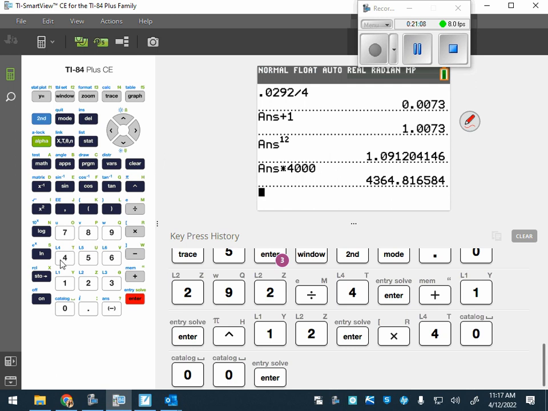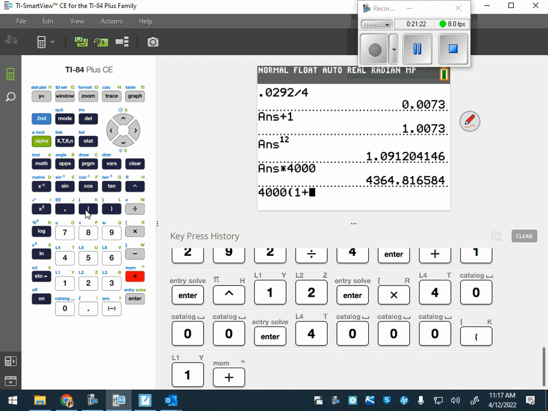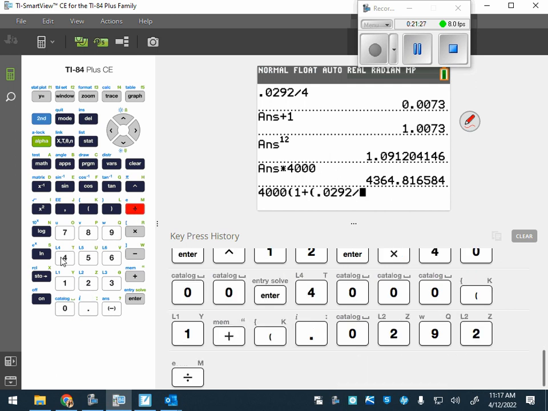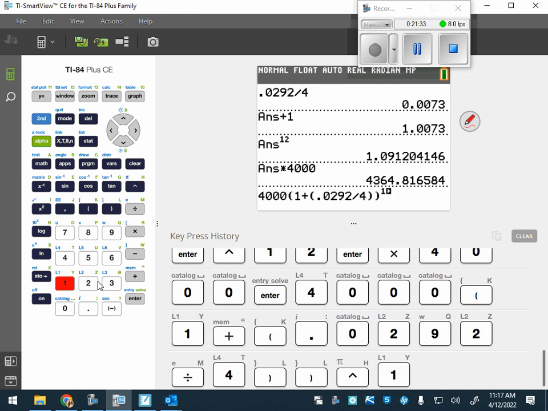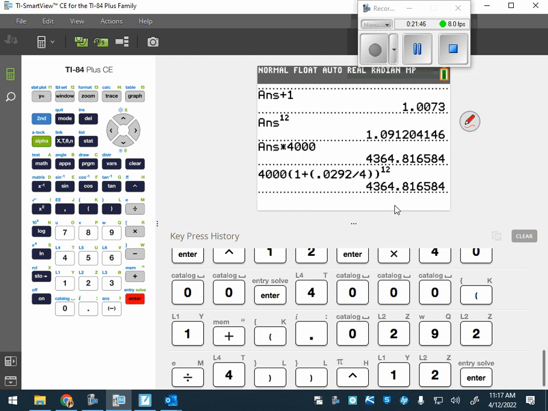This is what it would look like with parentheses, okay? Especially for some of the older calculators. 4,000, parentheses, 1 plus another set of parentheses, 0.0292 divided by 4, close it, raise it to the 12th. Now, I'm used to doing this many parentheses because of some of the different versions of calculators I've seen and used, okay? But when you hit enter, you end up with the same result.